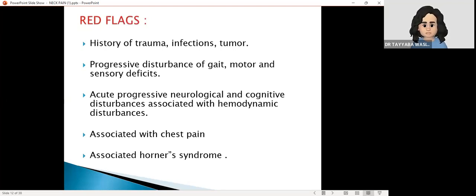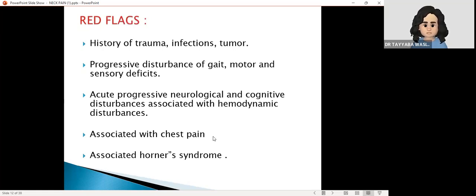This can occur in case of an unstable cervical spine that is leading to cervical myelopathy. Another important red flag is acute progressive neurological and cognitive disturbances, in which hemodynamic disturbances can also occur. And the important condition with which this red flag can present is vertebral artery dissection.